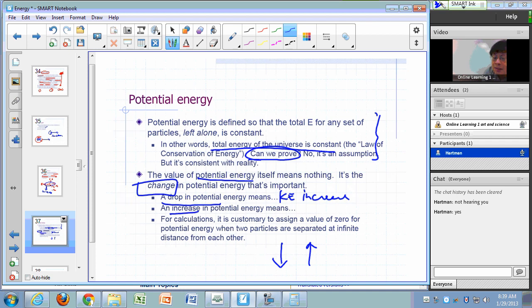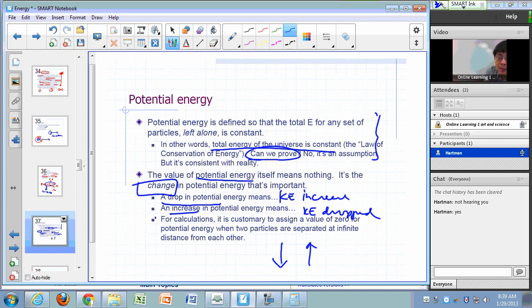Similarly, if you have an increase in potential energy, that simply means your kinetic energy has dropped. Okay? So whatever change in kinetic energy or in potential energy you have, the opposite change has occurred in the other.